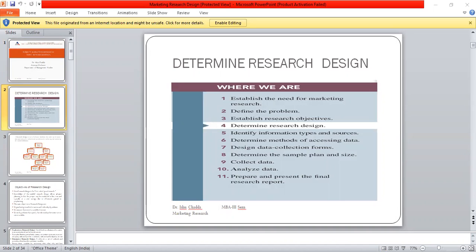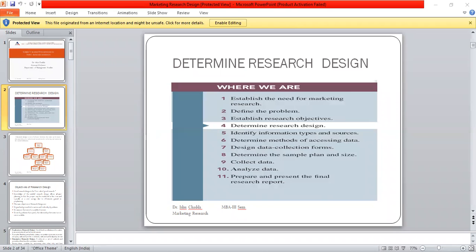Firstly, you have seen the need for your marketing research. You have defined your problem. You have established your research objective. The foremost step of your study is now to determine the research design. See, there are a number of different types of research design available to you. You have to see which one is more appropriate for you.